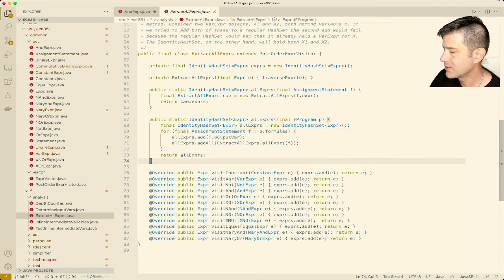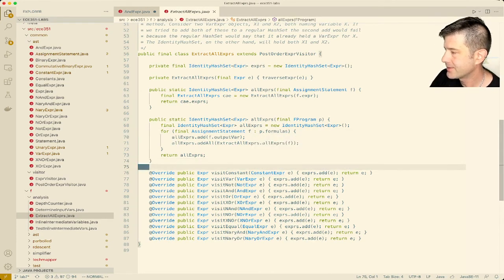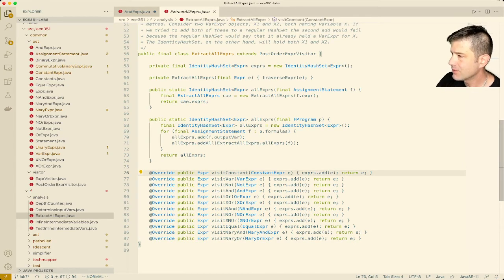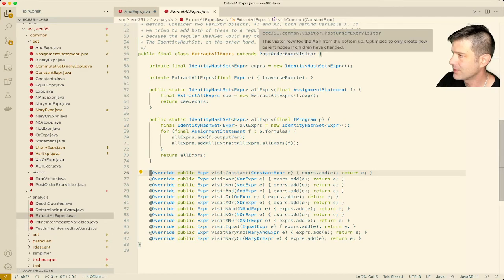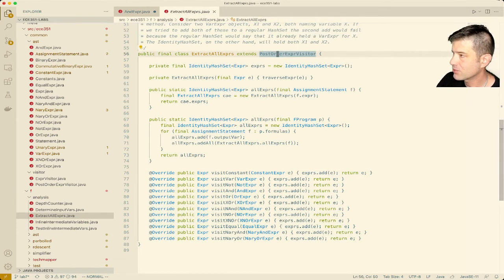But where this shines is that once we get used to how the visitor pattern works, we only think about what we want to do at every expression, and we don't have to worry about how we're going to get to them. We know that because we subclass post-order. And we don't need to know whether an expression is an and, an or, a not, and so on.